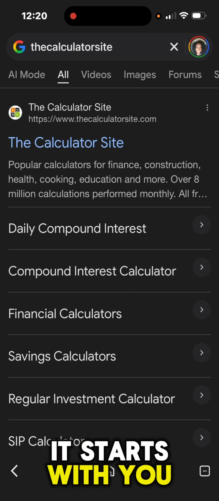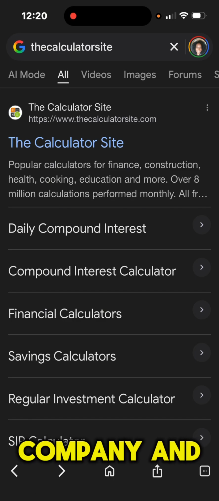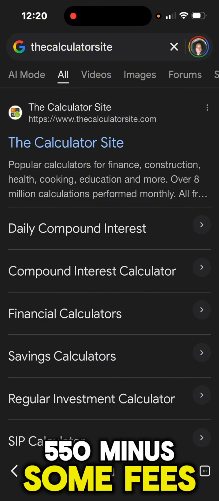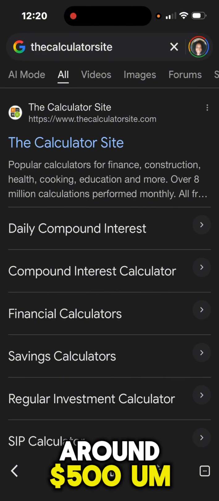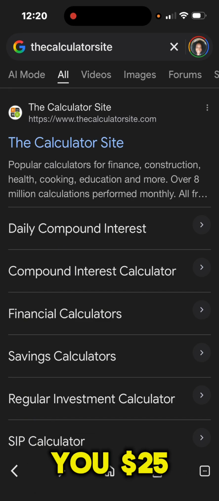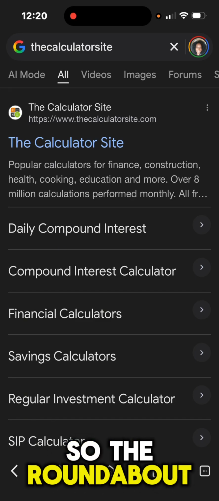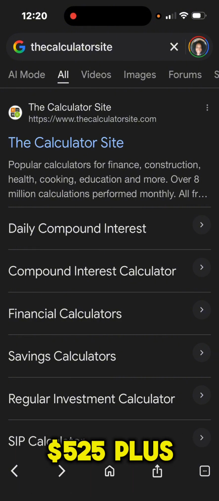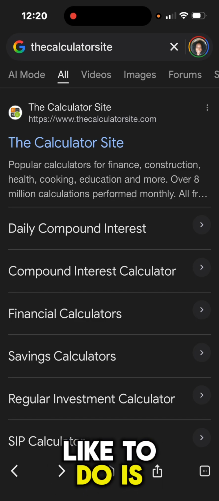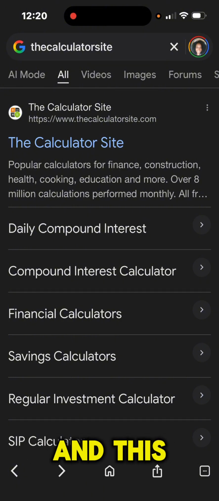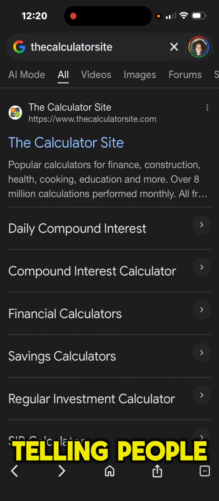It starts with, you get into the company and you pay $550. Now 550 minus some fees, you usually end up around $500. But because you're a new member, they like to reward you $25. So the roundabout starting amount when you start in the company is $525 plus or minus. So what I like to do is show people what $525 can grow to in a year. And this is something I show when I'm telling people about it.